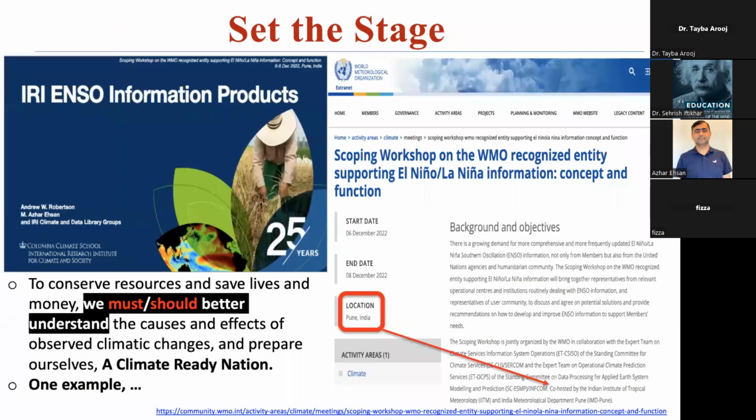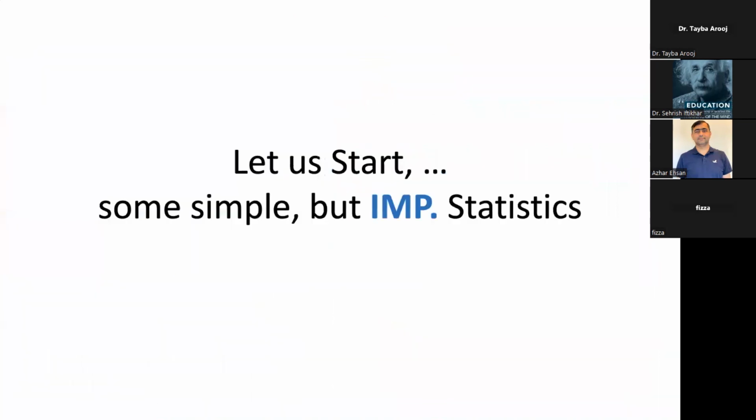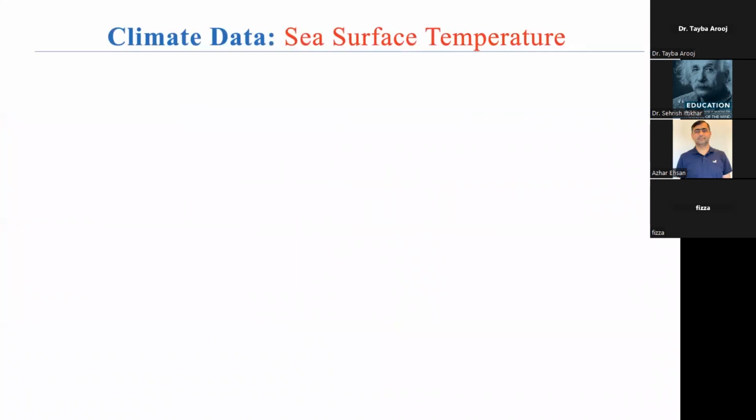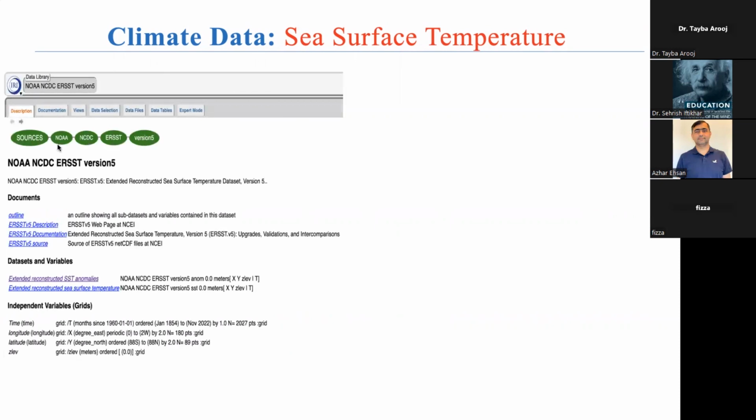So enough about setting the stage. Now let's start some simple statistics or mathematics. But before that, I'd like to give some know-how about the climate data set. Here we use sea surface temperatures. Now this is a screenshot from the IRI Data Library. It's a data hub of climate data sets.